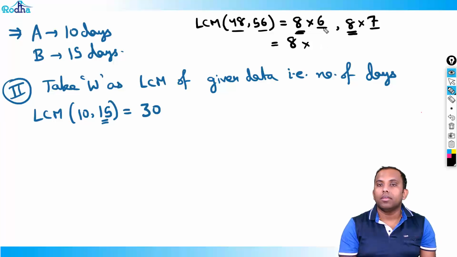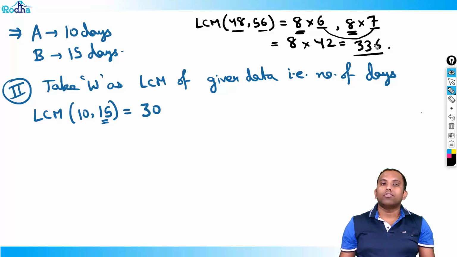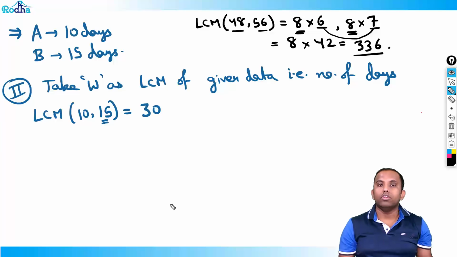And then 6 into 7, the LCM of 6 and 7. What is the LCM of 6 and 7? 42, 6 into 7. So 8 into 42: 40 into 8 is 320, 2 into 8 is 16, and 320 plus 16 is 336. So the LCM of 48 and 56 is 336. This is how we should do it.